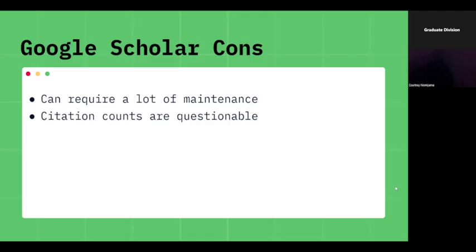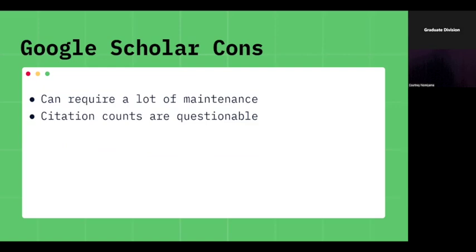Okay, major cons. I do think it requires a lot of maintenance. So even with automation, hopefully you know this in general, you do have to come in and still check for mistakes. Sometimes it just associates incorrect information with you. So you do have to go back in and make sure that you're doing your due diligence with that.